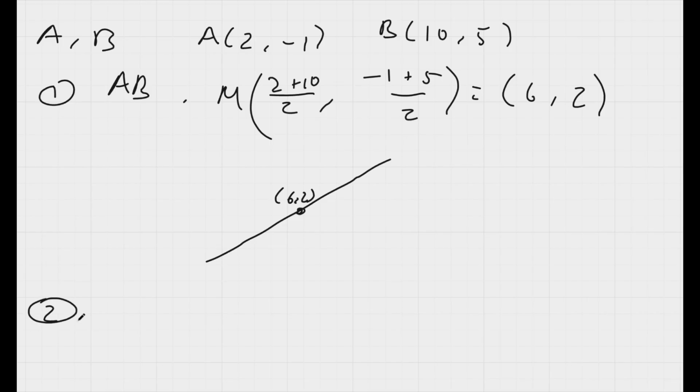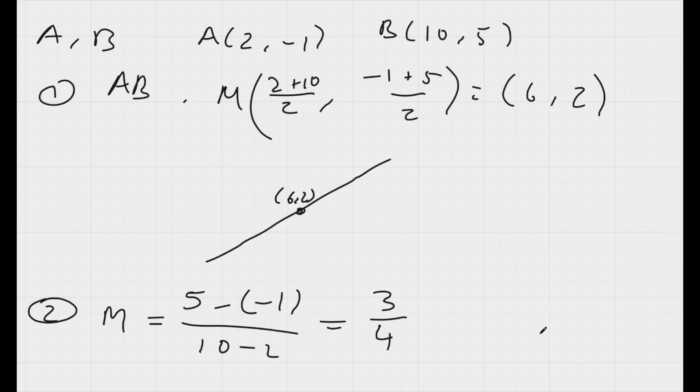Now step 2 of this would be to find the gradient of AB. That seems kind of counterintuitive because you're wondering why I found the midpoint, and I'll tell you later. So obviously, find the gradient. I'm going to call it lowercase m, which would be equal to 5 minus -1 divided by 10 minus 2, which is equal to 3 over 4.